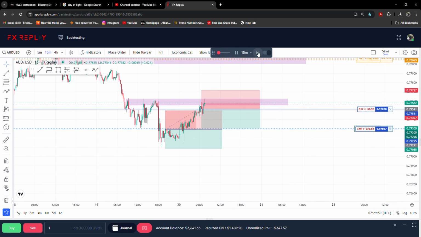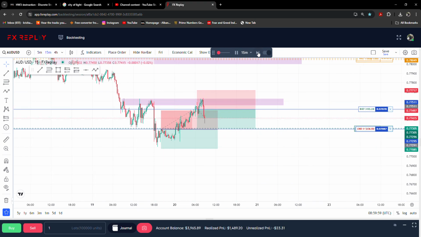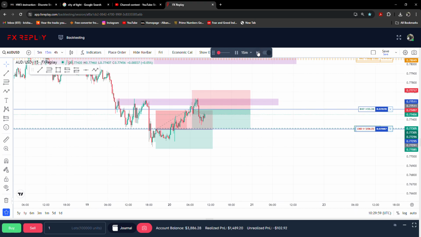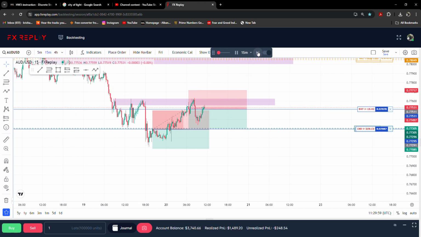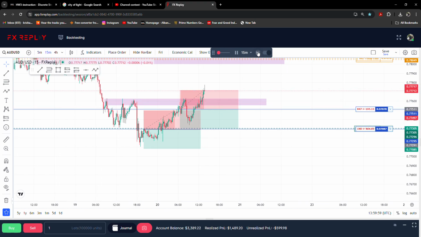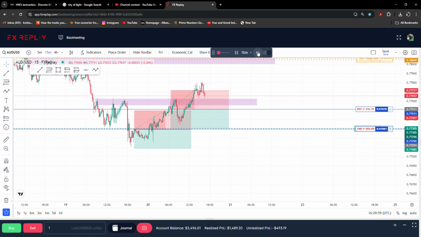So let's just see here. We'll see what she does. This looks like she's trying to break through. She falls down a bit. See, she's struggling. Looks like she's gonna break through. So around $600 in loss. Let's see what happens.